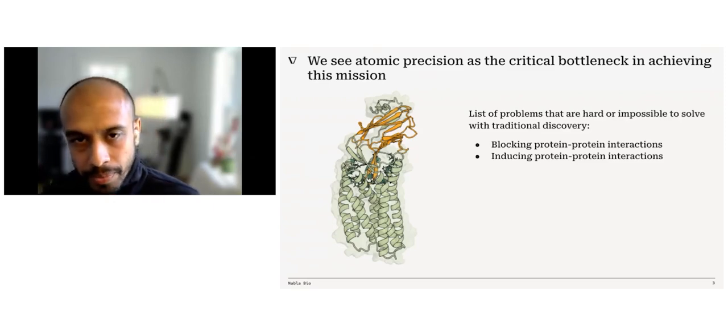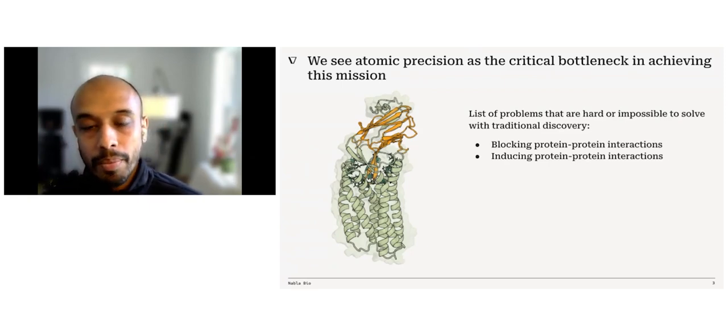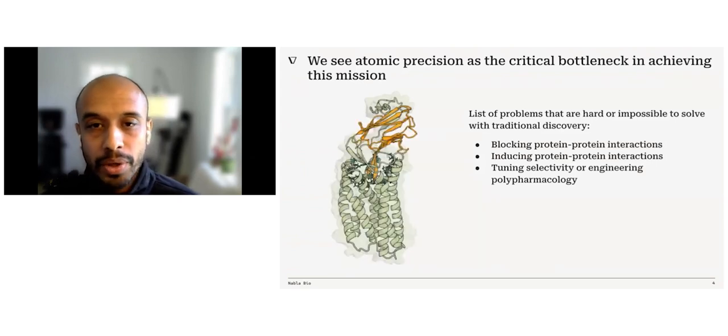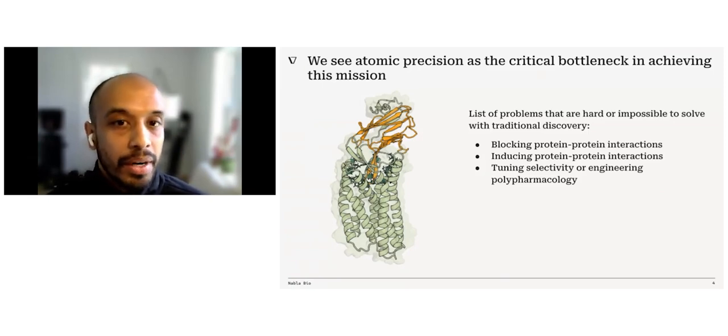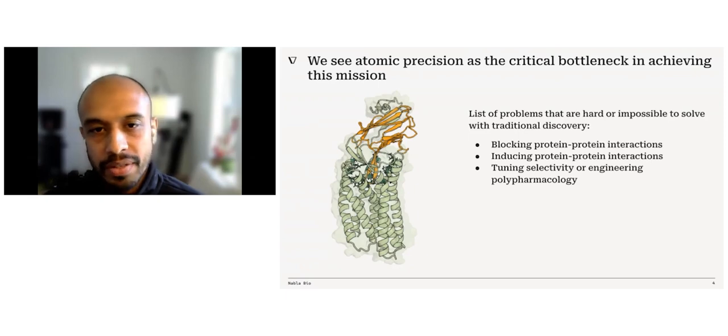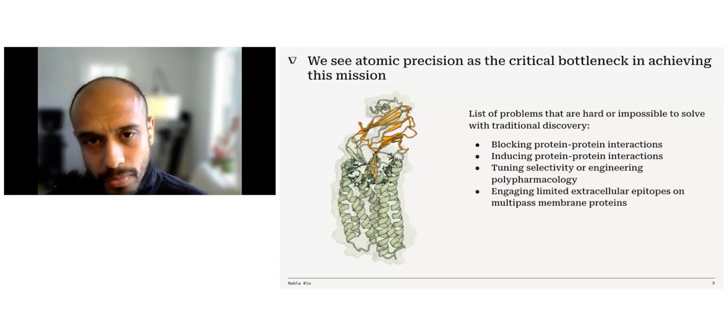This would include, for example, blocking protein-protein interactions, or in some cases, inducing protein-protein interactions. In many cases, we're trying to bind a specific member of a target family, and we want highly selective binding. Or in some cases, we might want to bind multiple members of the family, but not others. So being able to tune selectivity or engineer polypharmacology would be a very helpful skill.